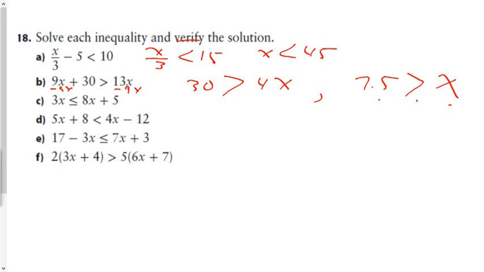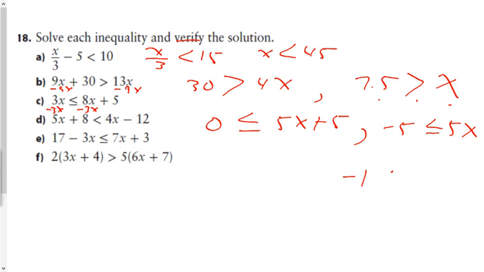Next one, I'm still going to subtract 3x from both sides, even though it leaves me with 0. So I have 0 is less than or equal to 5x plus 5. I'm going to subtract 5 from both sides, and I'll get -5 is less than or equal to 5x. And then I'm going to divide both sides by 5 to get -1 is less than or equal to x, or x is greater than or equal to -1.